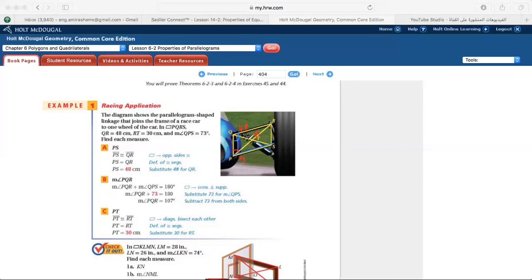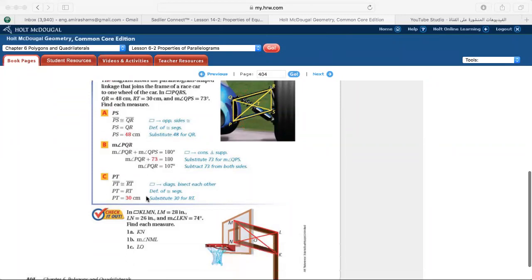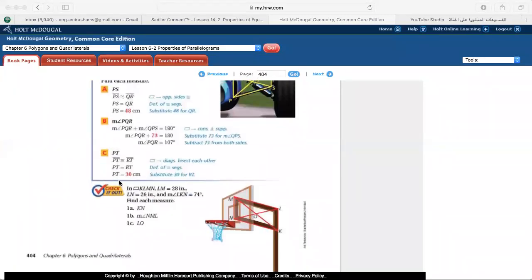They want PT because it is given that it is a parallelogram. Since the diagonals of a parallelogram bisect each other, RT is equal to PT. Since RT is 30, PT is also equal to 30. I think it's so easy, right? Okay, let's move to this one.